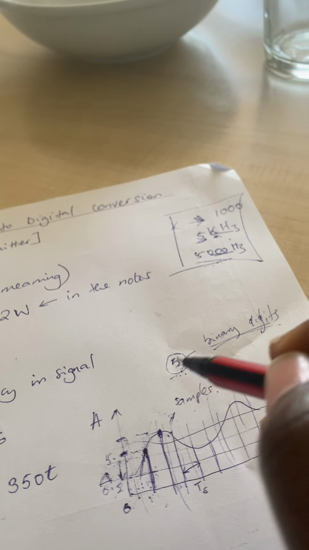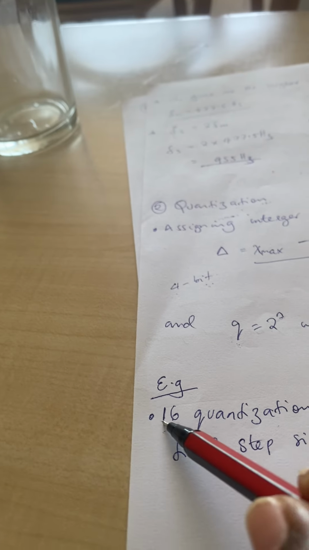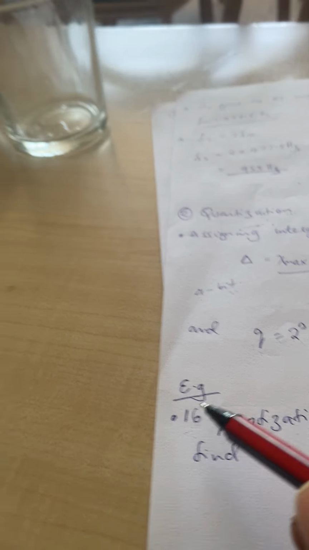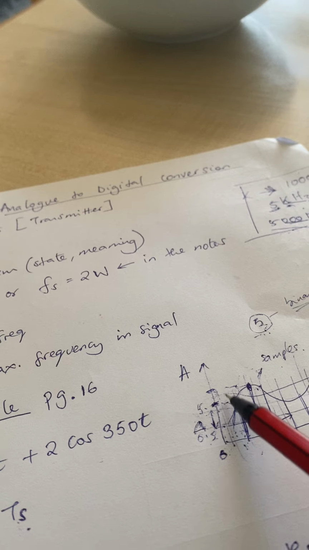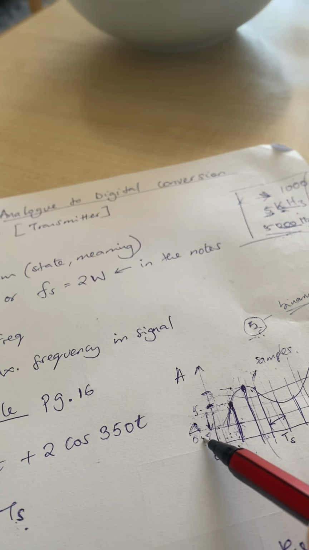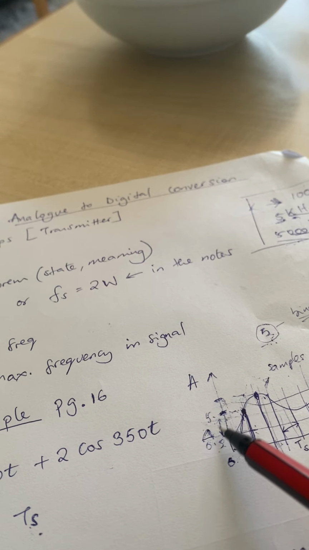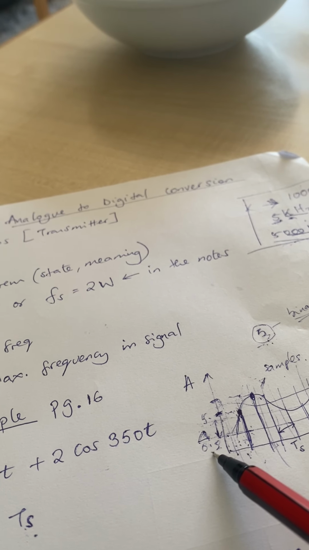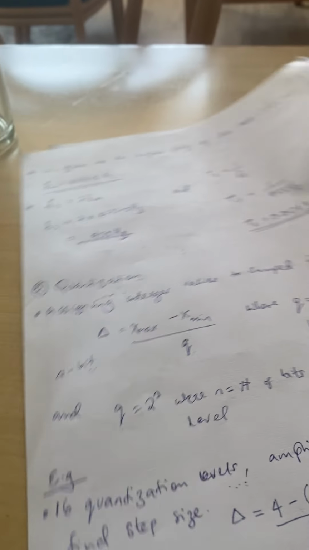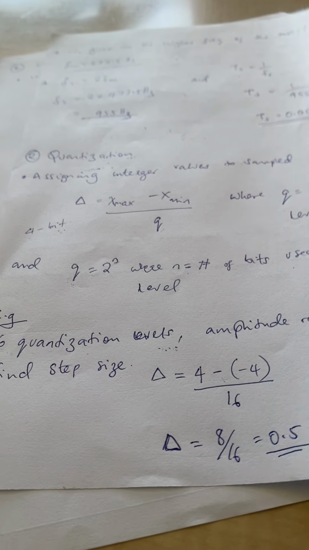Which one will be the last quantization level? We've said we have 16 of them. So there's going to be 16 horizontal lines, and the space between each of those lines will be 0.5. So that's what is involved in quantization.